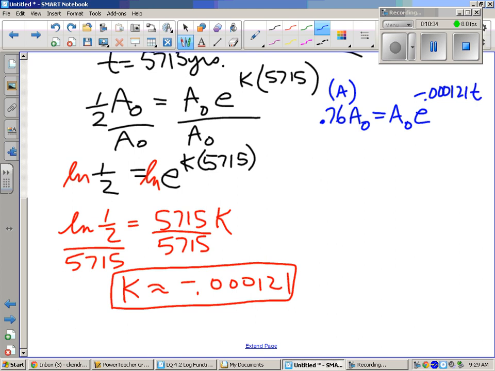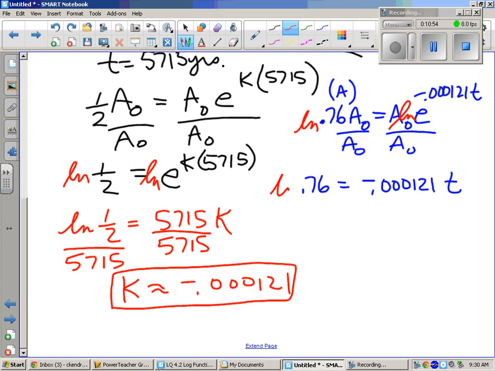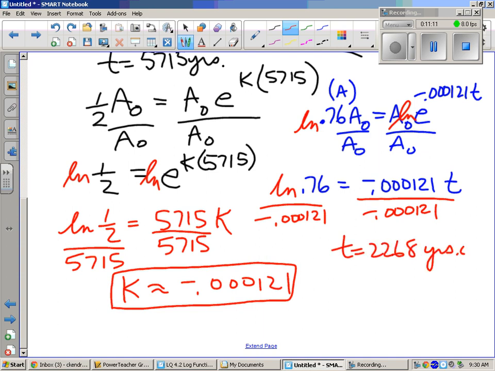Okay, so now, just like we did before, we're going to divide by A sub 0 to get that out of there. 0.76 equals e to the negative 0.000121t, and I'm going to take the natural log of that, so I'll put that in here. All right, so now I'm going to divide by negative 0.000121, and I get t equal to 2268 years old. So those Dead Sea Scrolls.